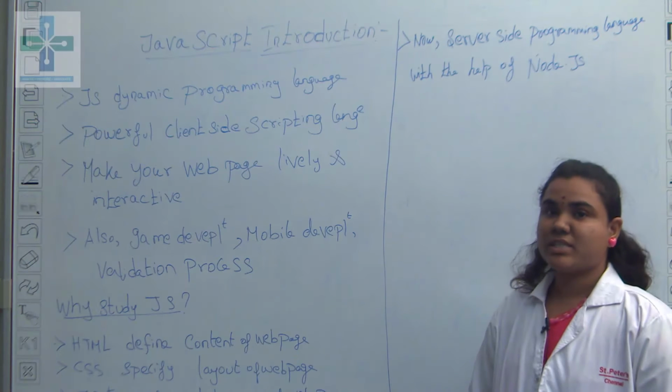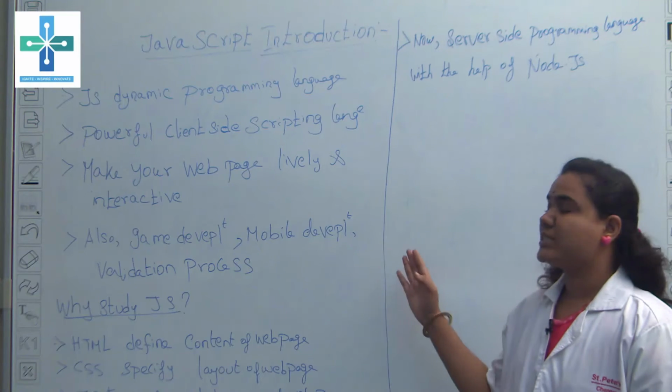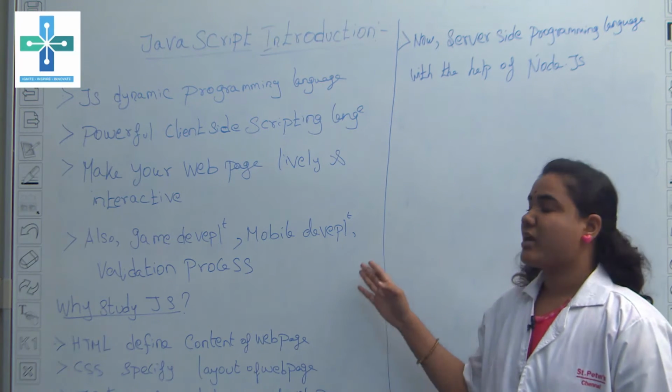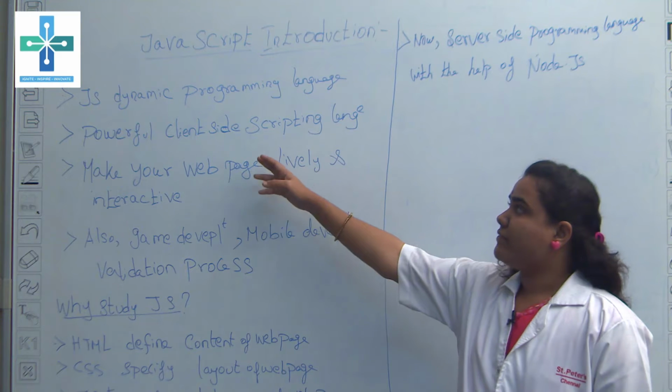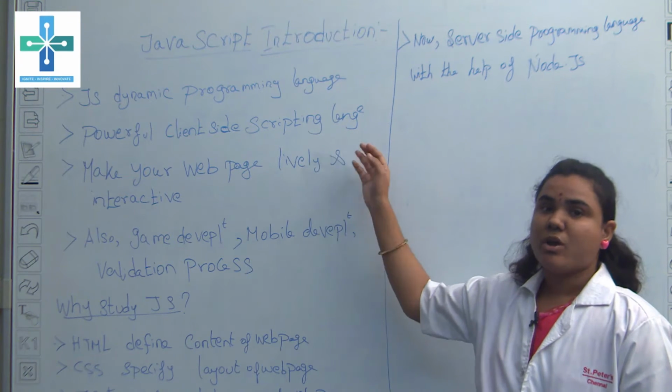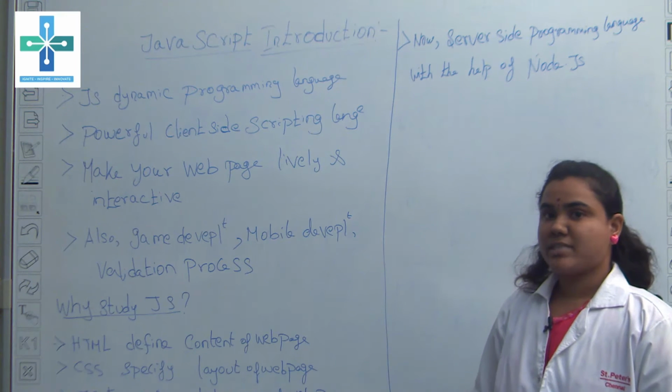Today we are discussing the subject web technology along with JavaScript. In web technology we can use JavaScript. Let's see the introduction part. JavaScript is a dynamic programming language. Why do we say it is a dynamic programming language?